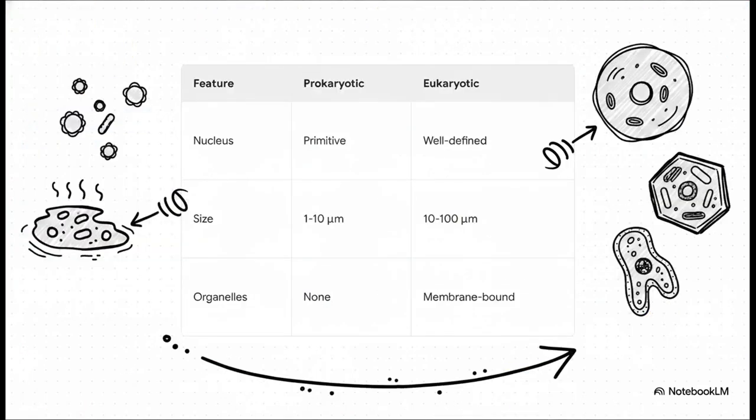So where did all this complexity actually come from? Well, scientists traced life back about 3.5 billion years to primitive single-celled prokaryotes. Think of those heat-loving bacteria thriving in boiling hot springs today. They're tiny, usually between 1 to 10 micrometers, and they completely lack a defined nucleus or membrane-bound organelles. But over billions of years, they evolved into the larger, incredibly complex eukaryotic cells, complete with well-defined nuclei and organelles that make up plants, animals, and, well, you.